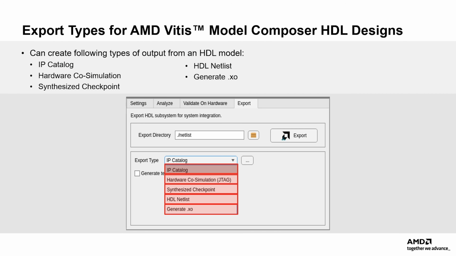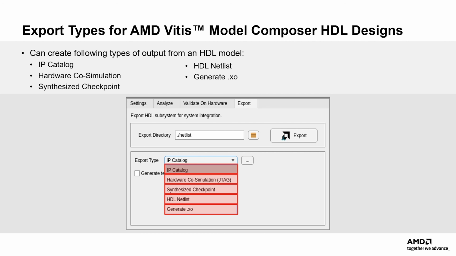Here's the list of supported compilation export types for HDL designs in Vitis Model Composer. The IP catalog export type allows you to package a Vitis Model Composer design into an IP core that can be added to the AMD Vivado IP catalog. The hardware co-simulation export type produces a design for device hardware that can be used in the loop with Simulink simulations. Note that if the target board is supported for hardware co-simulation, then the option is enabled in the Vitis Model Composer HubBlock dialog box. Otherwise, it will be disabled.